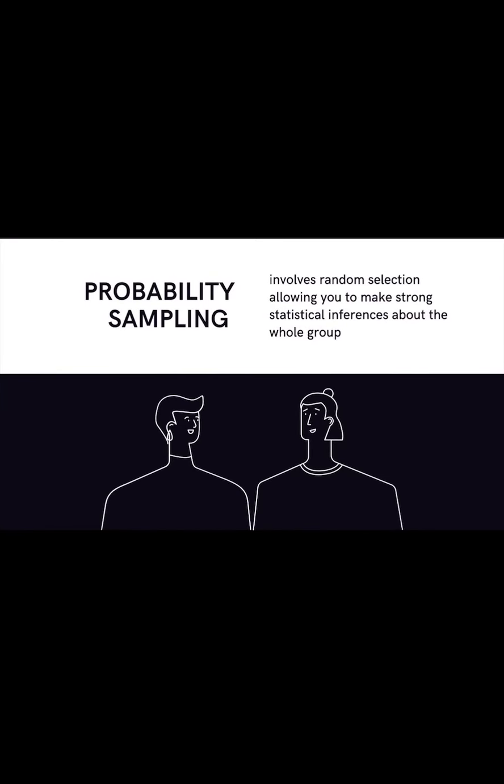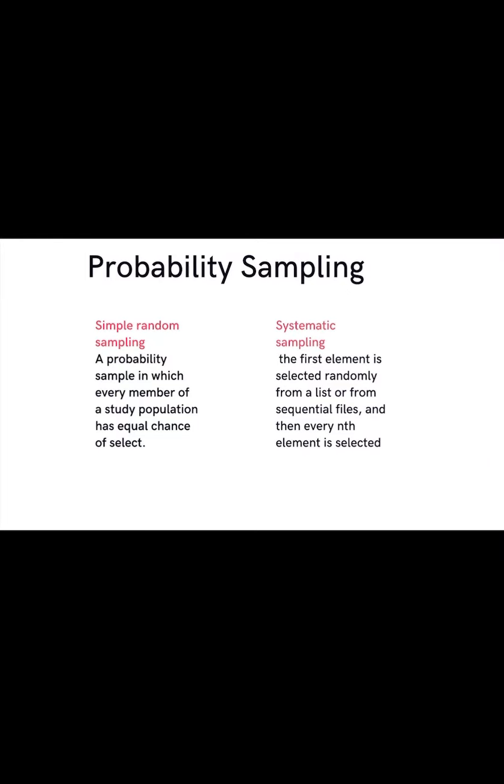In sampling, we have two types: probability sampling and non-probability sampling. Probability sampling involves random selection, allowing you to make strong statistical inference about the whole group. Probability sampling has four types of sampling. First is simple random sampling, a probability sampling in which every member of the study population has an equal chance of selection.